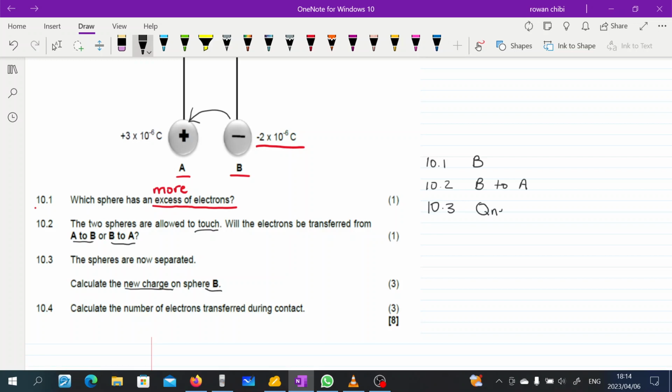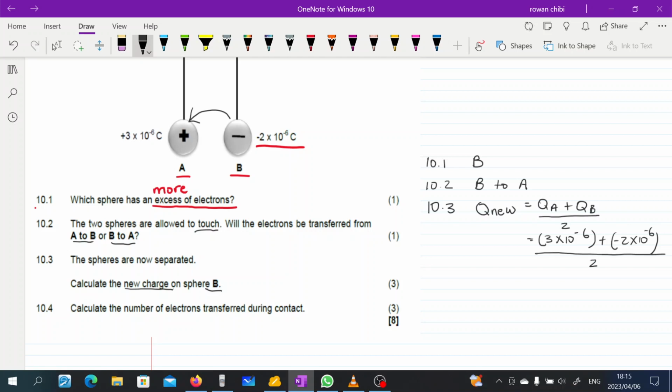Q new is equal to QA plus QB all over 2. What is A? A is 3 times 10 negative 6 plus B is minus 2 times 10 minus 6. Then we're going to divide by 2.